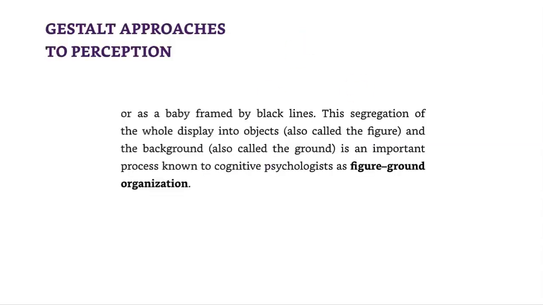I love this idea of Gestalt approaches to perception. This is similar to what we discussed in chapter 1, that reference to how we tend to see things and the way it's a bit immutable. For instance, among the Gestalt principles is figure ground organization: a segregation of a whole display into objects, also called the figure, and the background is an important process known to cognitive psychologists as figure ground.